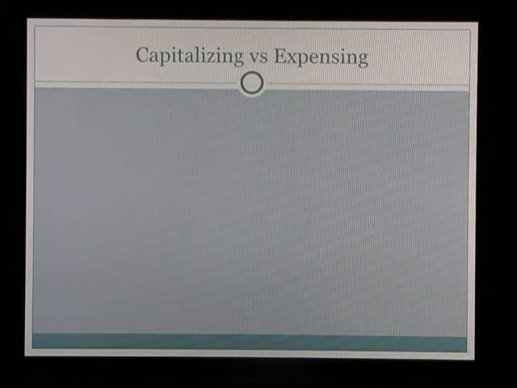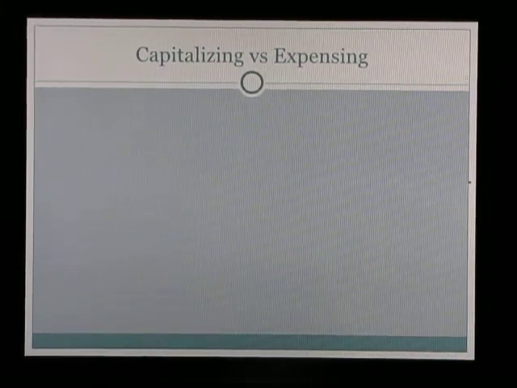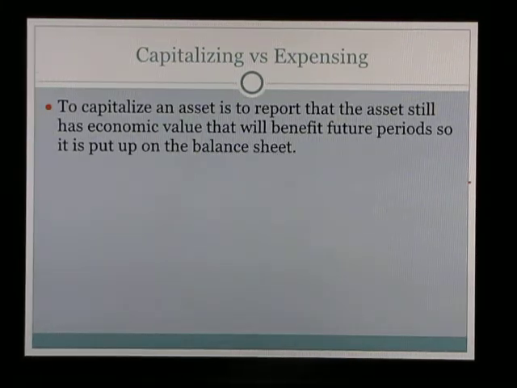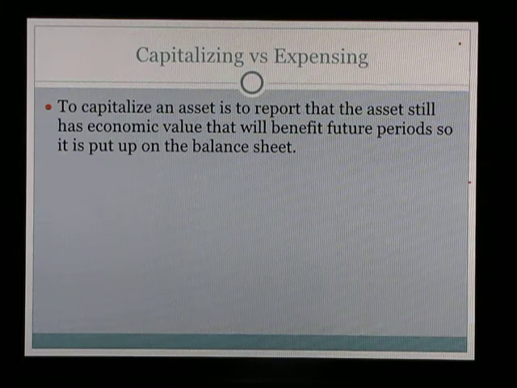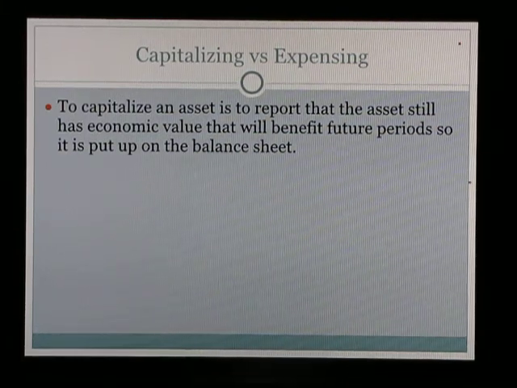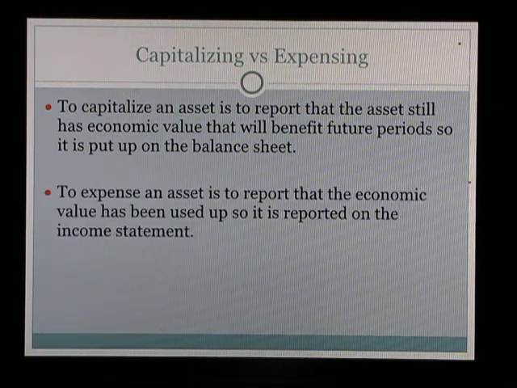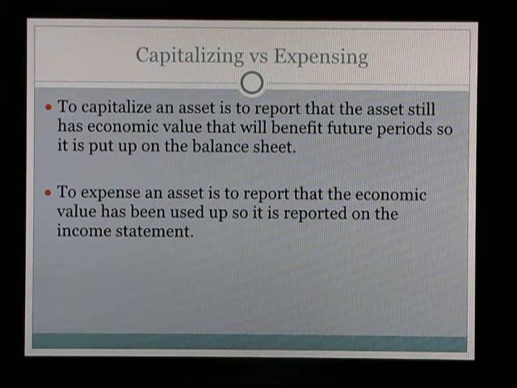Capitalizing versus expensing. To capitalize an asset is to report that the asset still has economic value that will benefit future periods, so it is put on the balance sheet. To expense an asset is to report that the economic value has been used up, so it is reported on the income statement.